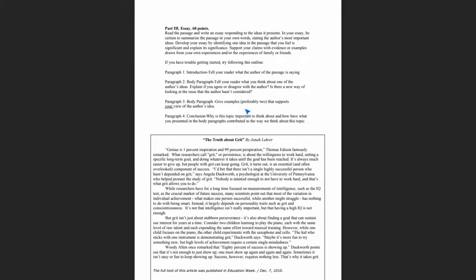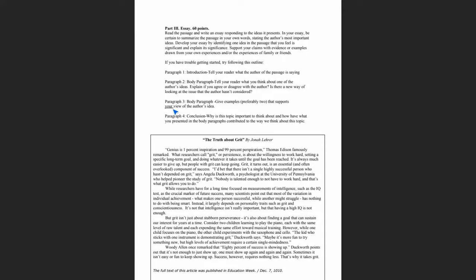Then give examples. You should have at least 2 that support your view of the author's main ideas. Once again, these examples can be your own personal examples, but if the topic doesn't relate directly to you, they can be the examples of family or friends.